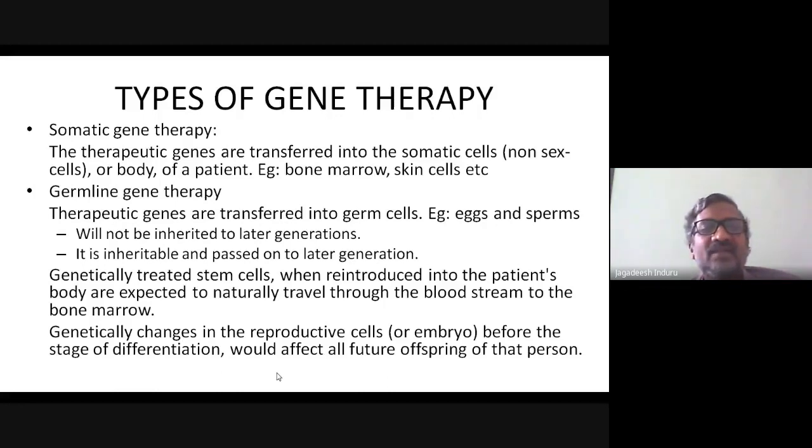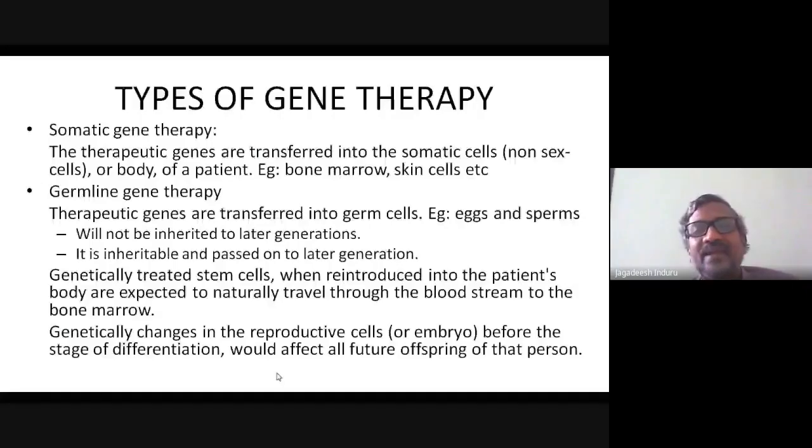So most of the time they are involved in mitosis. In the body of the patient, generally the target sites will be bone marrow and skin cells. Sometimes it will be a nerve cell. Sometimes it will be blood or particular tissues which are accessible from the outside and near to the skin. It may be a certain part in the breast. Like that, it is non-sex cells which will be targeted in somatic gene therapy.